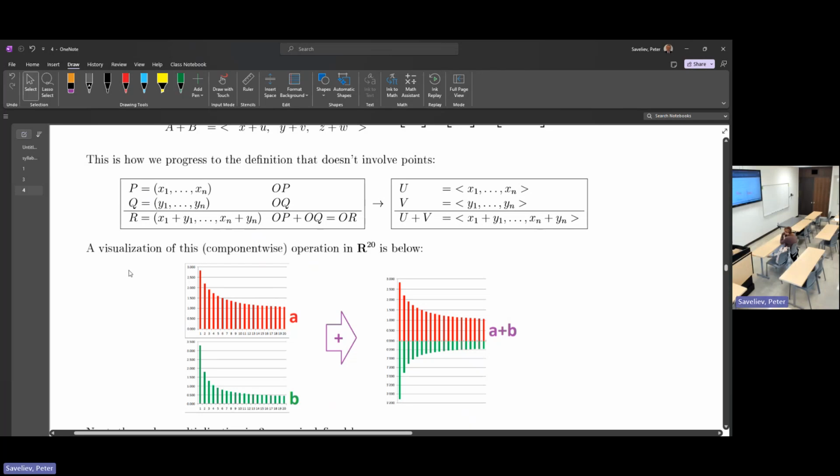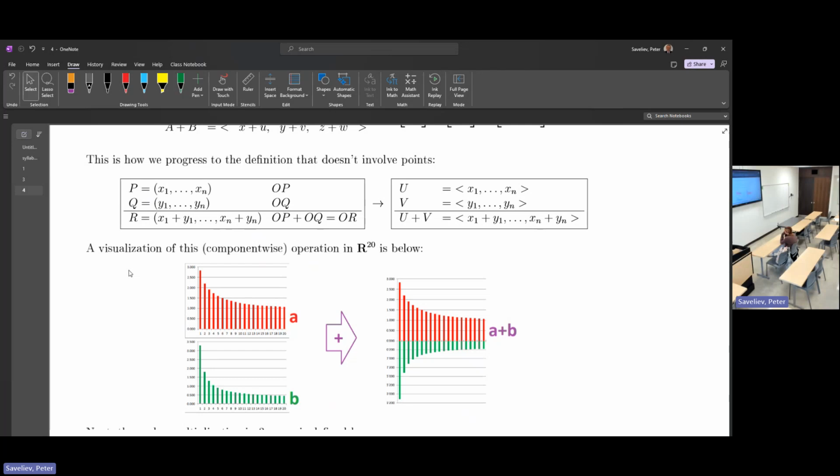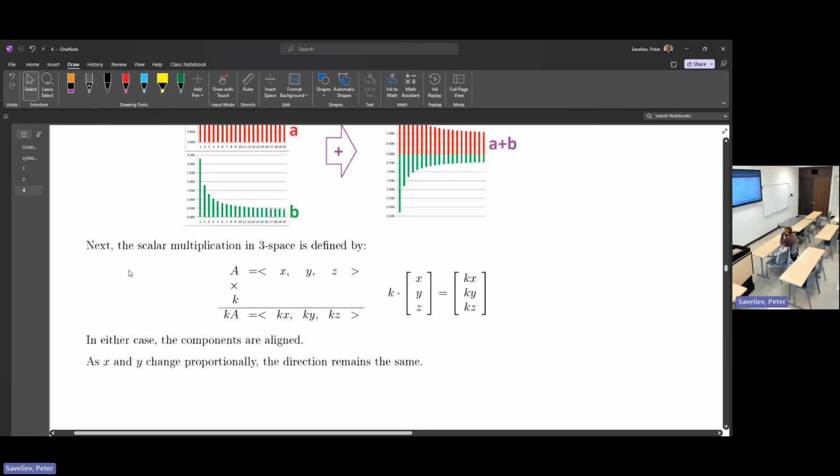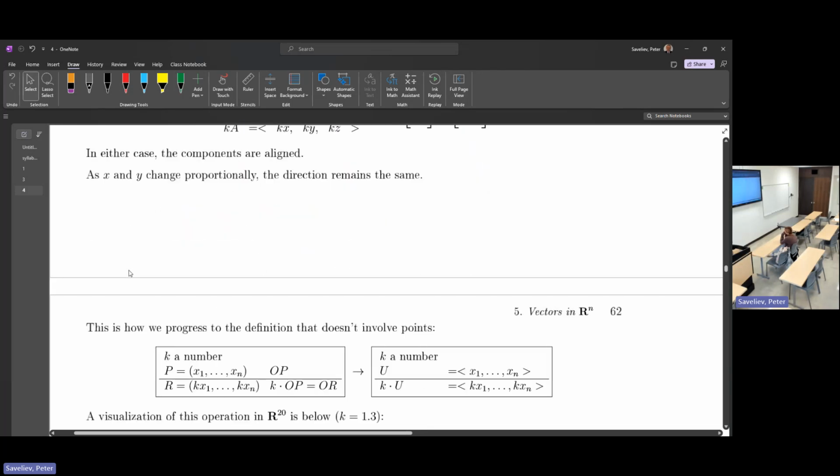Does not look like a vector. This does not look like an arrow at all. But that's the price we will have to pay when we go into high dimension. Scale multiplication, same story. Once again, component-wise. This is once again going component-wise and multiplying by the same number, same number. So that's how we write it.